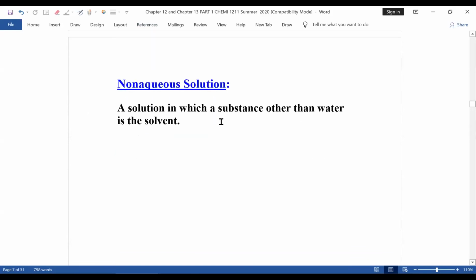Now, another term you should know is non-aqueous solution. A non-aqueous solution means it's a solution in which a substance other than water is the solvent. And in organic chemistry, we use a lot of non-aqueous solutions. Most of my research as a grad student involved chemistry and solutions, mixtures of chemicals that were always non-aqueous, because water would immediately react with what I was trying to do and not let me do what I was trying to do. And that's non-aqueous.